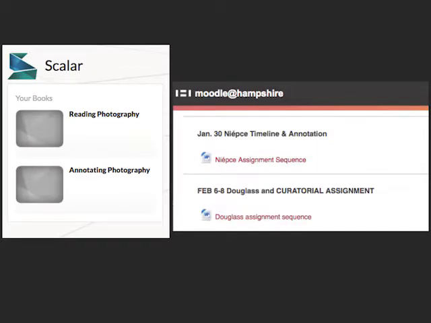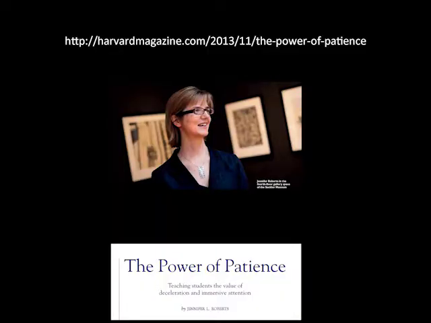We use two platforms in this class. We use Scalar and Moodle, and I'm going to talk about those a bit more in a minute, about how the class used Scalar particularly, but first I want to talk about the origins of the class. And that's the idea of slow teaching, and how slow teaching is meant to push back against the skim and the glance of online viewing.